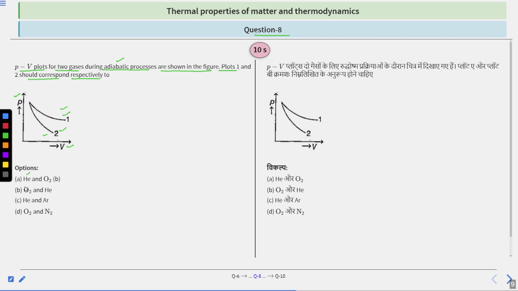Option A is helium and oxygen gas, option B is oxygen gas and helium, option C is helium and argon, and option D is oxygen gas and nitrogen gas. So which option is correct? You have 10 seconds to solve this question. After 10 seconds, we will provide the solution of this question.